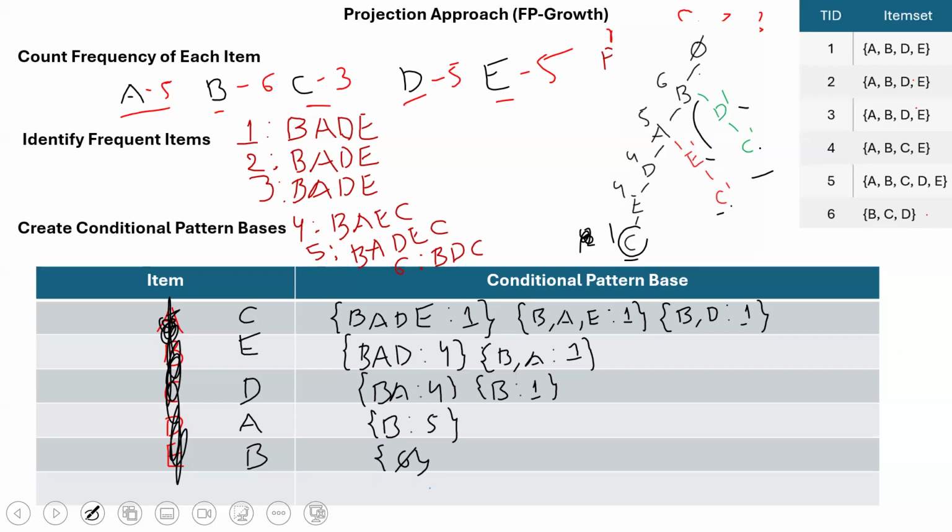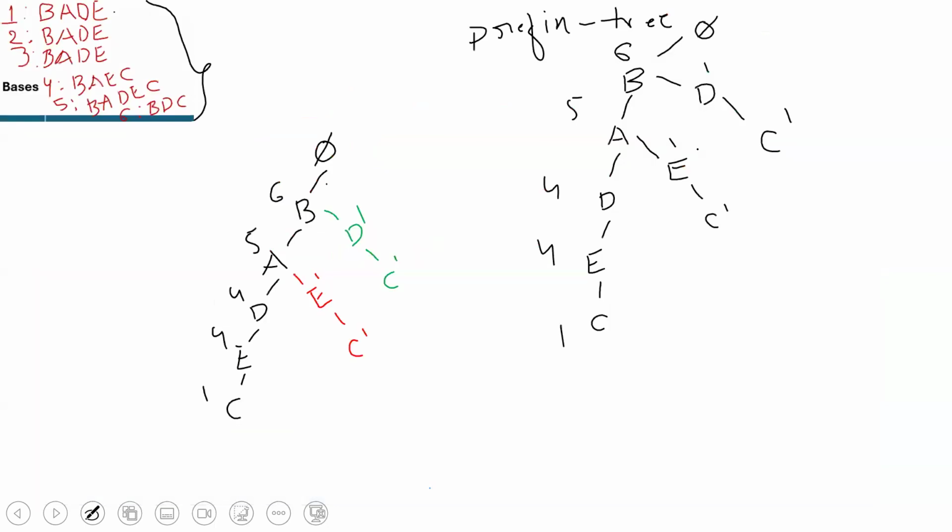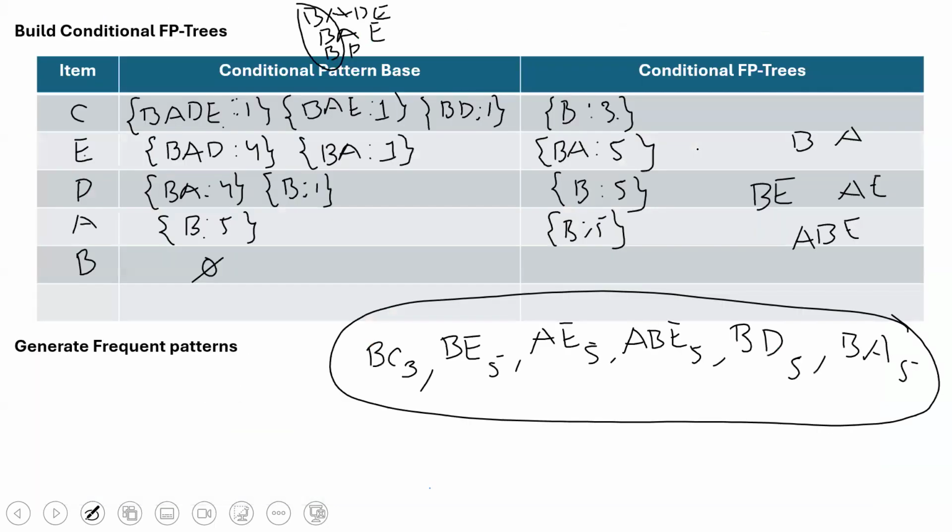BAE is a path to reach C, and BD. So you got all of them. And then to reach E, BAD is the path, and the support for this is 4. To reach this E, BA is the path. Support for this is 1, as E is 1 here. So that's how you construct a conditional pattern base. And then conditional FP trees are constructed by finding the common items in all the conditional pattern bases, and you increment the count by summing up all the supports. As here the support is 4 plus 1, BA is common in both of them, so the support will become 5. From the conditional FP trees, you derive the frequent patterns. Okay, that is all that you have done now.